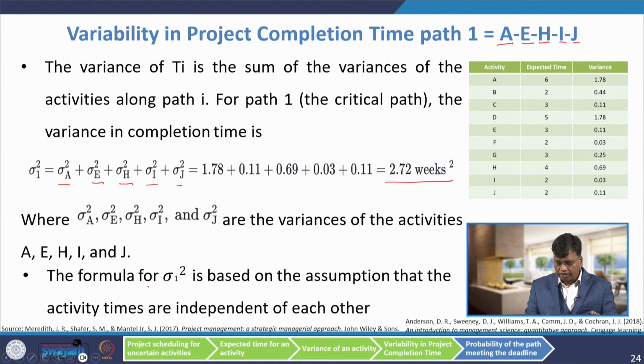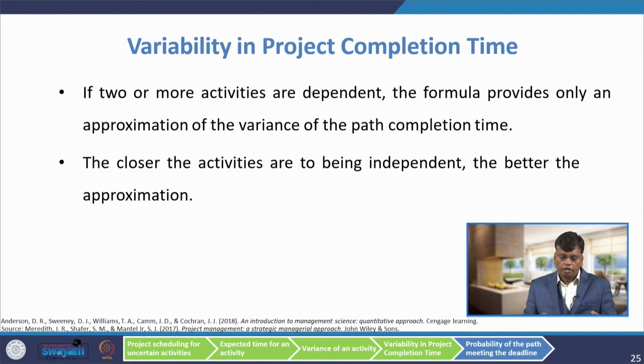The formula for variance is based on the assumption that activity times are independent of each other. If two or more activities are dependent, the formula provides only an approximation of the variance of path completion time. The closer the activities are to being independent, the better the approximation.